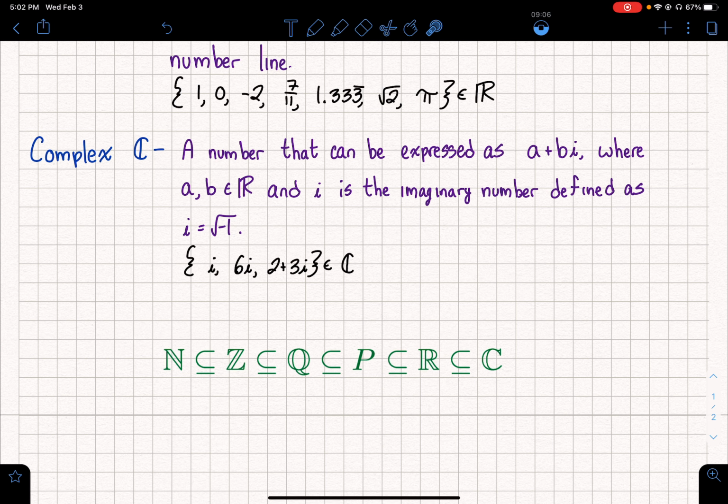Just to go through it one more time. Natural numbers are subsets of the integers, which are subsets of the rationals, which are subsets of the irrationals, which are subsets of the reals, which are subsets of the complex numbers.